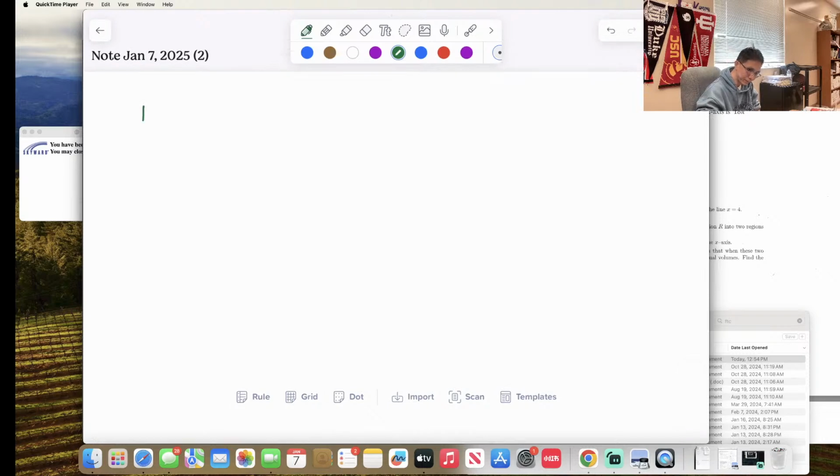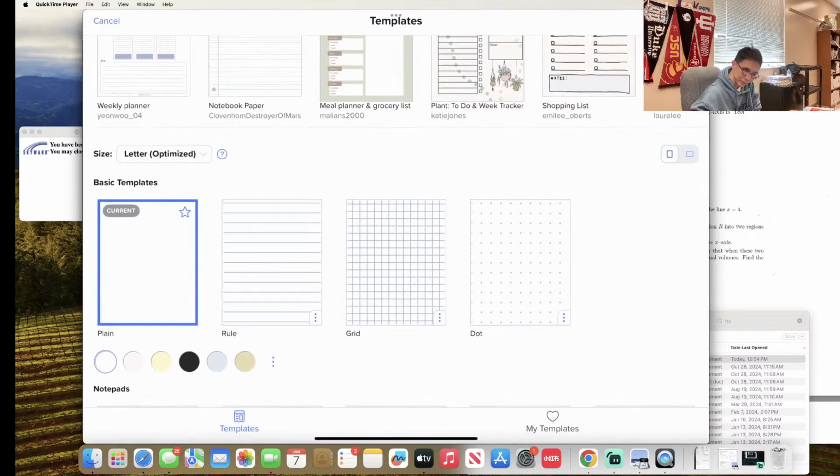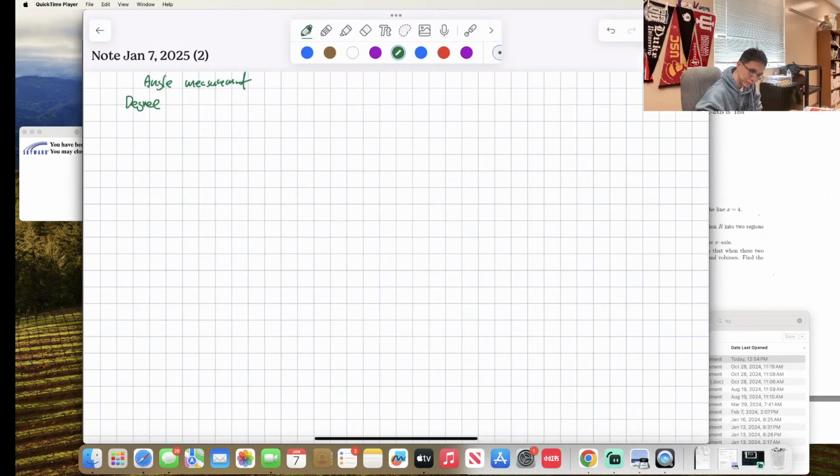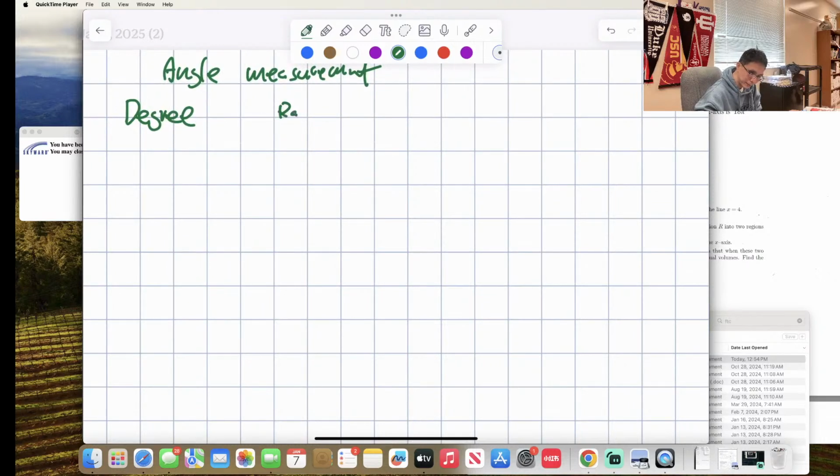Degrees, angle measurement. So angle measurement, there is degree and radians. Degree and radian. Do you guys know which one's which? Have you guys heard of a radian before? What's radian mean? Something to do with pi, yes.